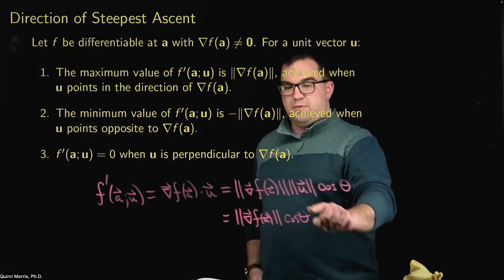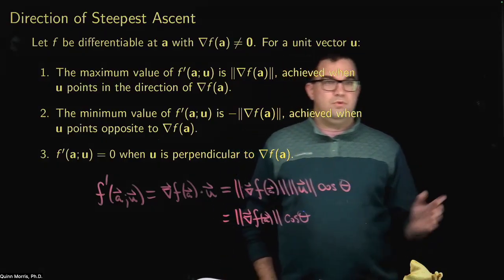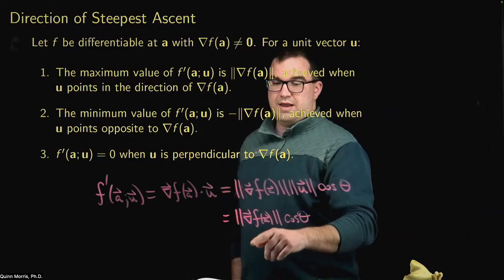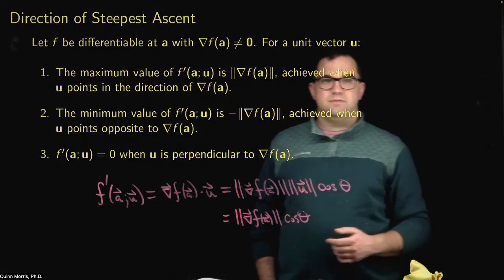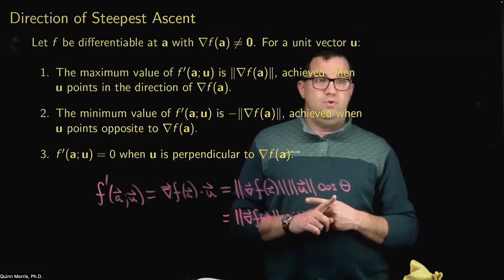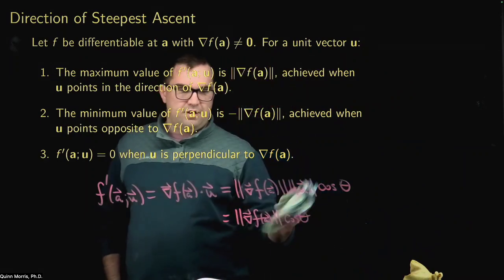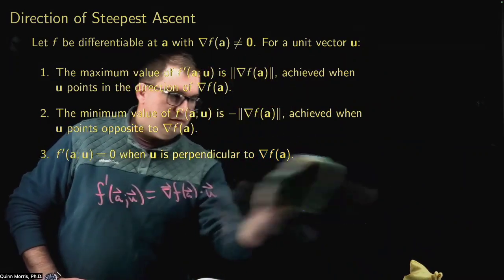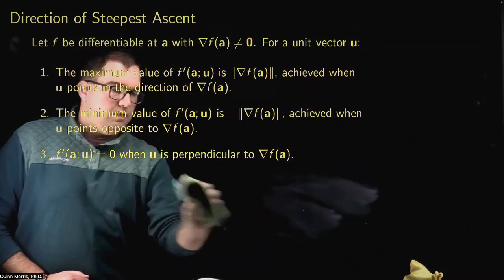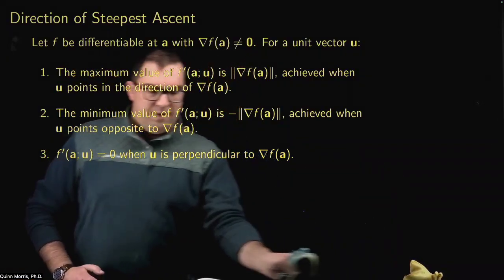If you want to minimize this, the smallest this could be is -1. That happens when theta is equal to pi, right? So these would point in opposite directions. So you want u and the gradient of f to point in opposite directions. When is this equal to 0? Well, it's equal to 0 when theta is equal to pi over 2. That means that u and the gradient of f are perpendicular to one another. So all of these results fall out of just analyzing this equation to understand when these things are maximized and minimized.